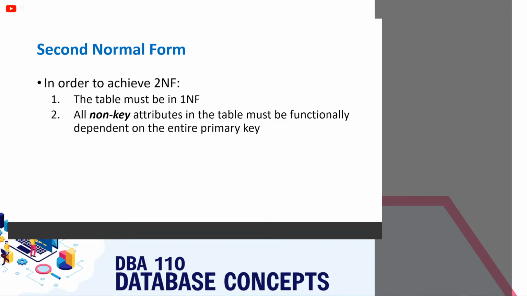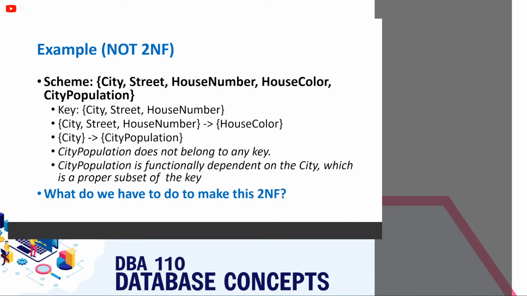Really, to get us into third normal form, one of the things that we do is we have the ID number, right? Just so we can have a singular point of unique ID to serve as a key. Right, but we have an example here that can help us discuss this, which is here. We have this example of this schema for a database: city, street, house number, house color, city population.